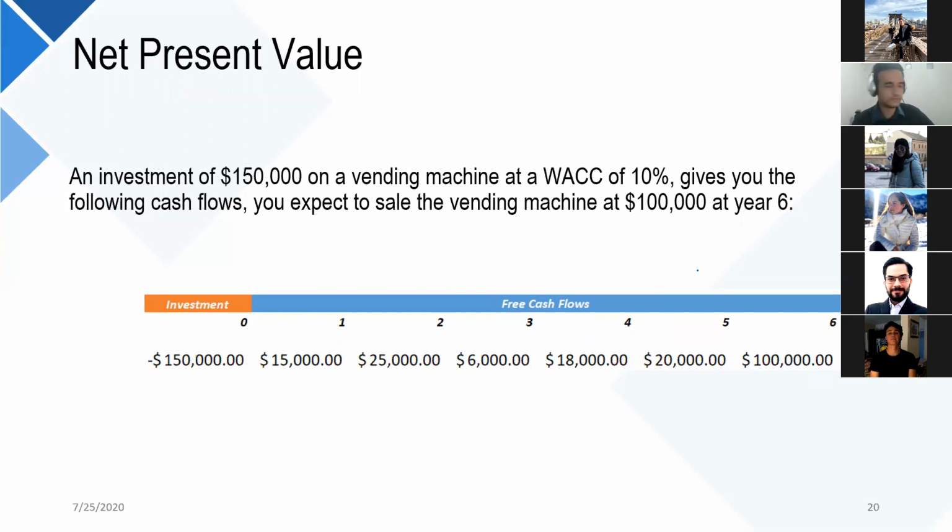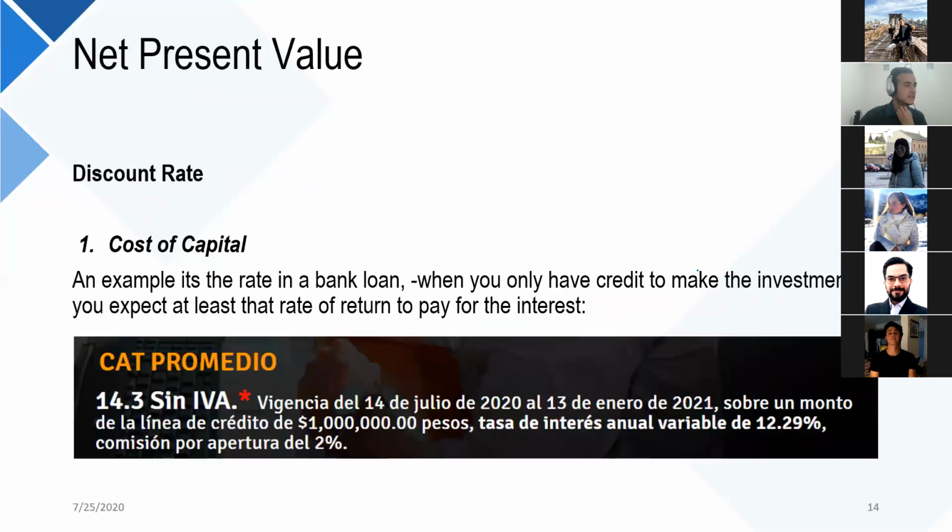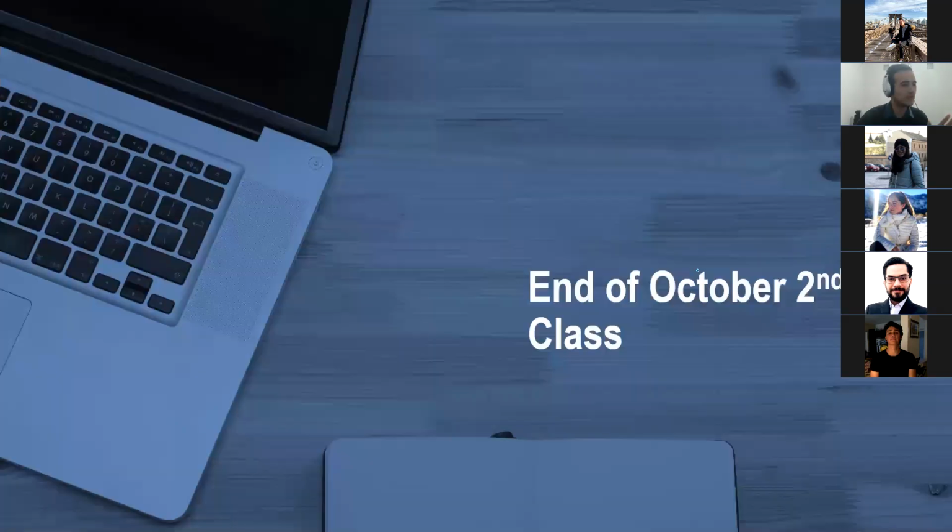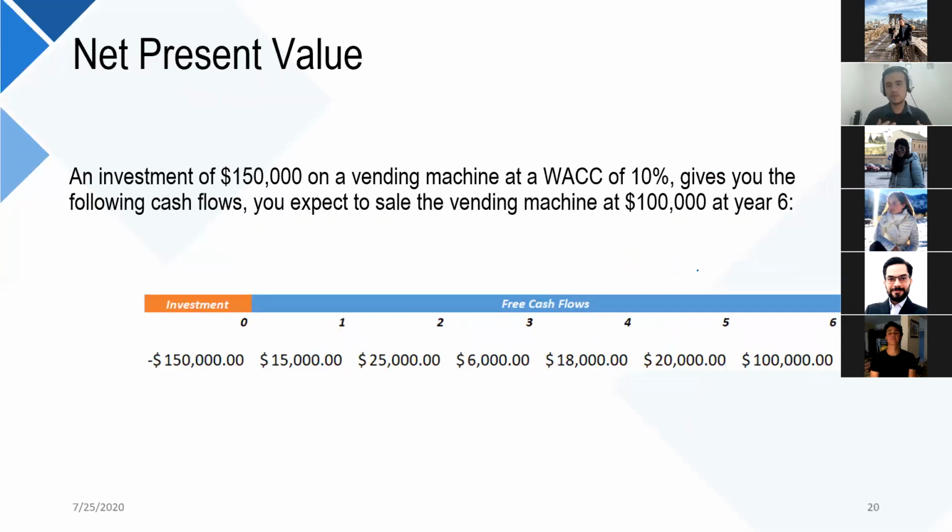I don't think last session we actually did any. No, we didn't. This is the first exercise on net present value. So let's solve this one together. How does net present value work?